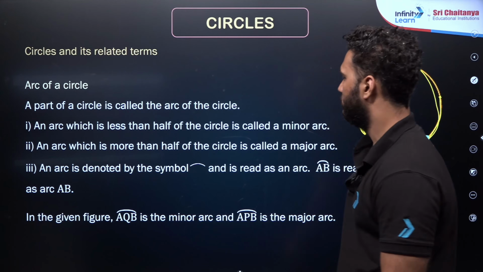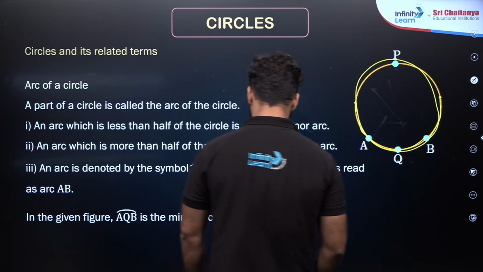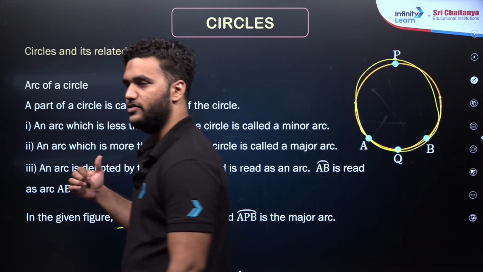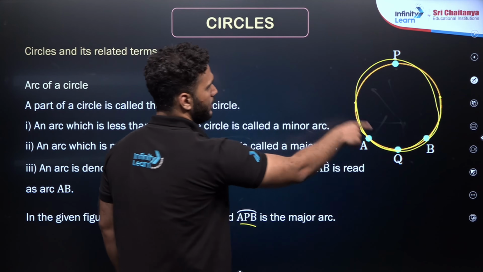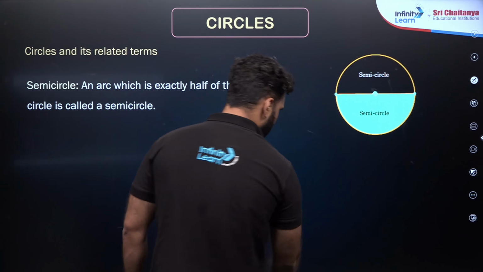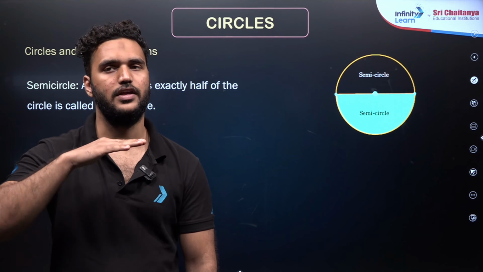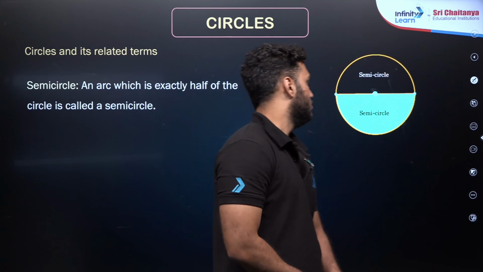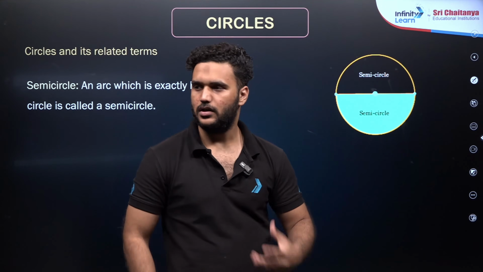Next, how to denote an arc? Like if I have to denote this arc, AQP, then we write it in this form, AQP. This is the minor one in this picture, and as you can see, APB is the major arc. Now let's go for the next, semicircle. What is a semicircle? Half of the circle. Every diameter divides a circle into equal parts. Every diameter divides this circle into 2 equal parts. So one part is known as a semicircle, another part is also a semicircle, and combining them will make a circle.